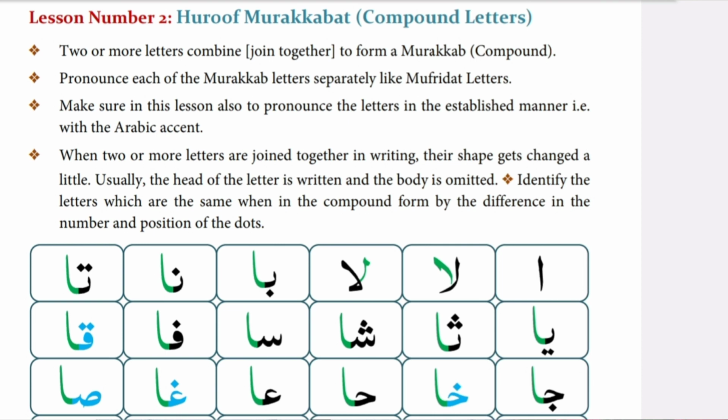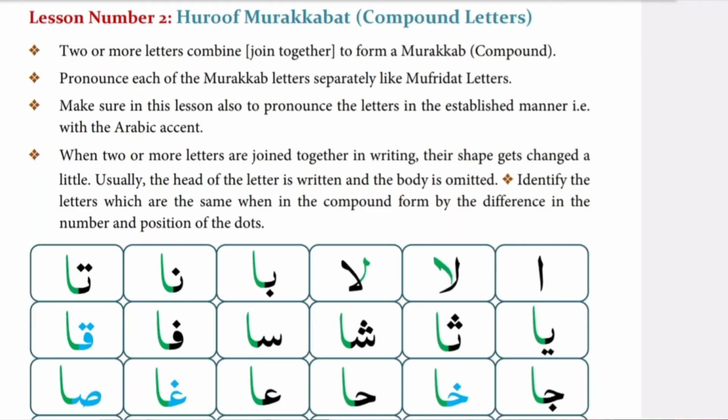Next rule. When two or more letters are joined together in writing, their shape gets changed a little. Usually the head of the letter is written and the body is omitted. For example, look at the second box in line 1. You can see two letters in this box, lam and alif. And the shape of lam is not the same as in lesson number 1.